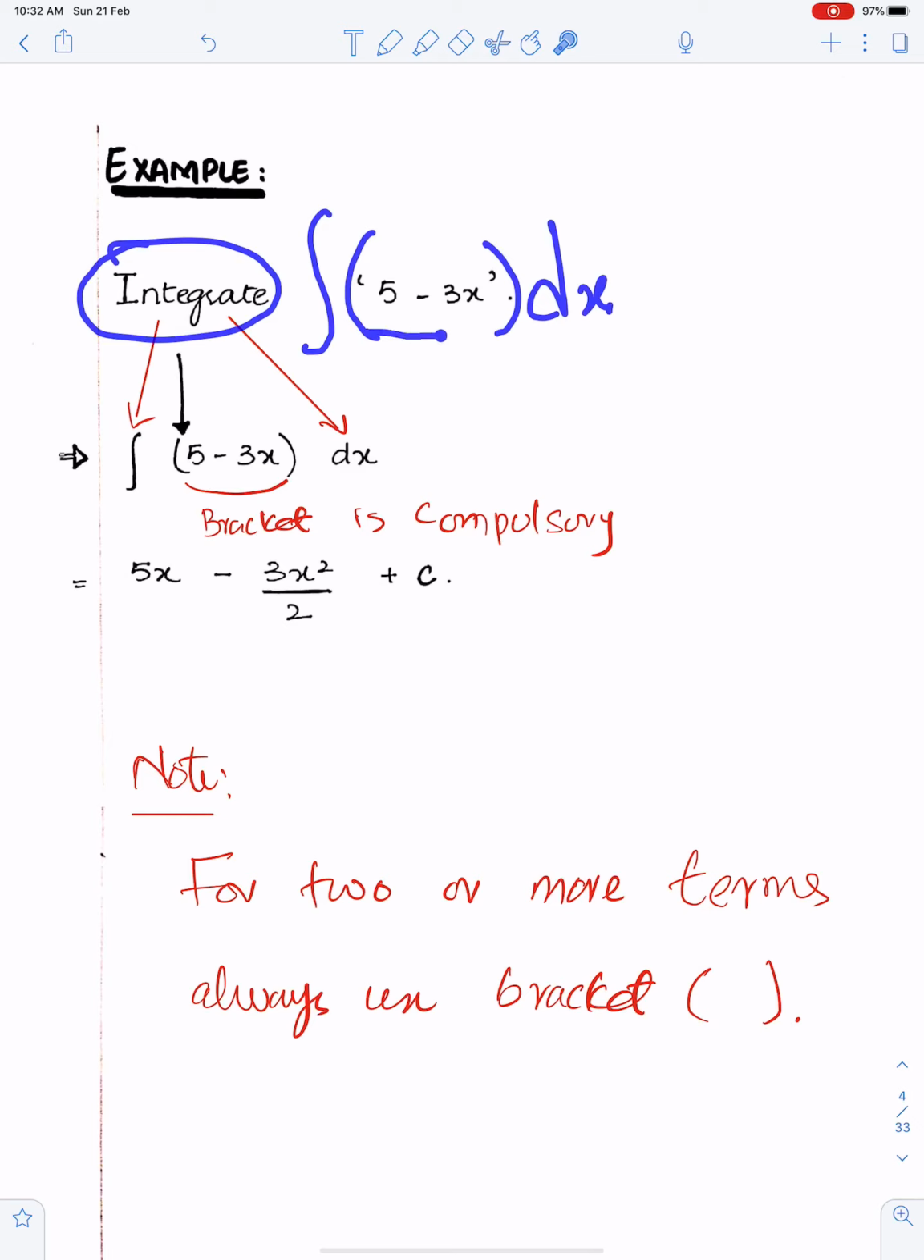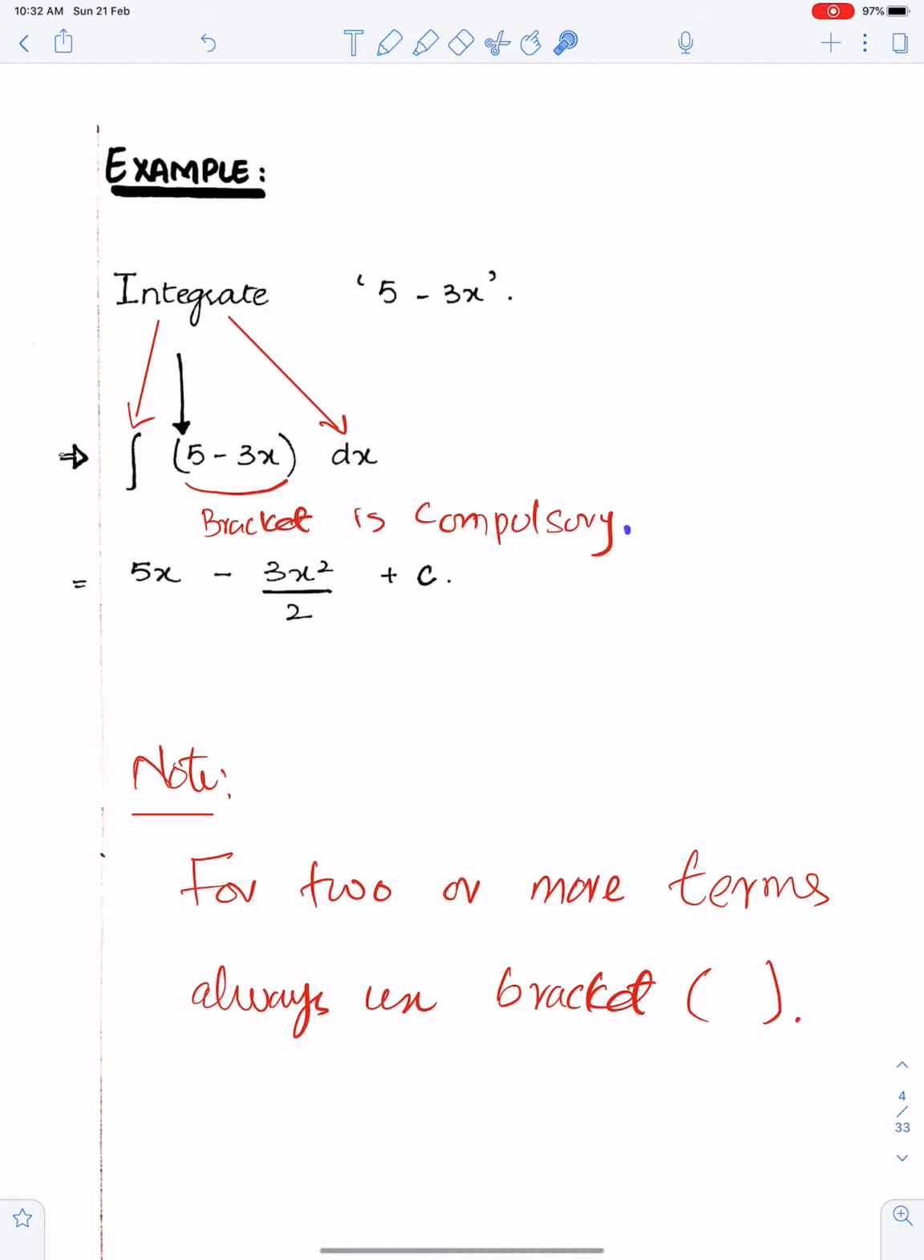This word integrate means write this polynomial between the sign of integral and dx. And the bracket is compulsory. Write the polynomial in the bracket because this sign of integral is multiplying with both the terms and this operator is multiplying with both the terms. So the bracket is compulsory. And remember, for two or more terms, always use bracket.